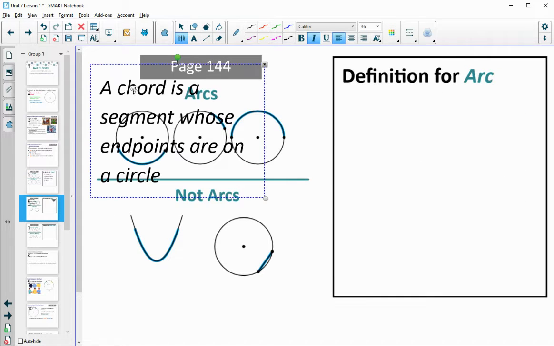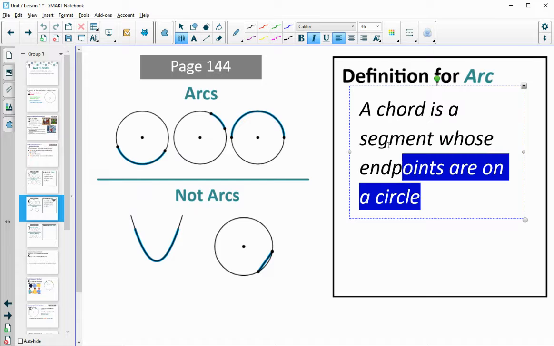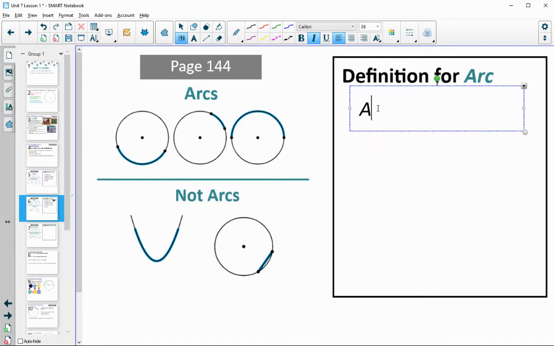All right, so when we're looking at the arcs, let me just get this started. So for arcs, what are some things that we're noticing? Okay, so obviously we've got some curves here, but there's a curve here as well. And this one is not curved. Okay, so what makes an arc an arc?